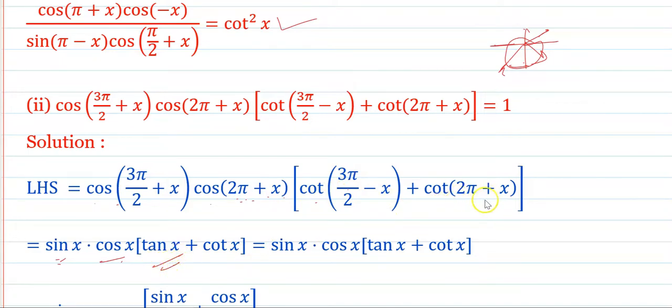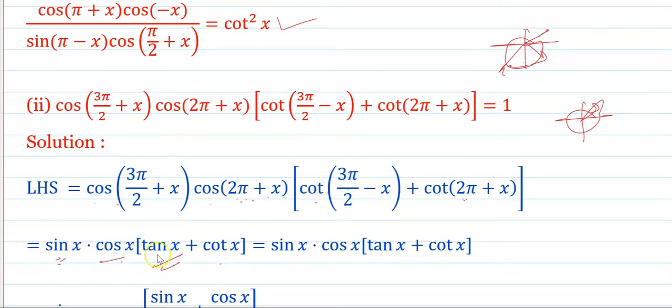Next, cot of 2 pi plus x. Cot of 2 pi plus x. This is the 2 pi plus x. It is in the first quadrant. Again, integral multiple of pi. Function remain as it is. Cot चा cot होणार. तो पहिल्या quadrant मध्ये. Therefore, cot of 2 pi plus x is cot x in this way.